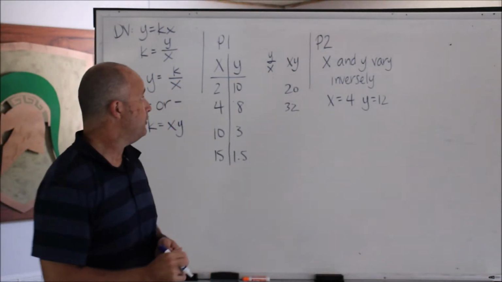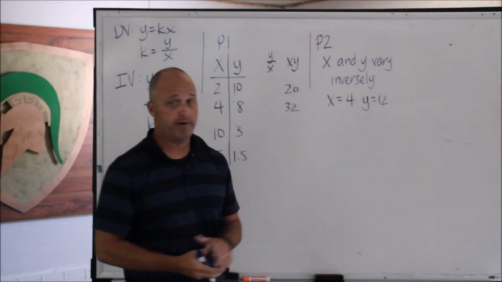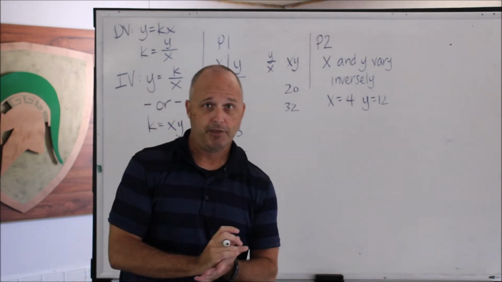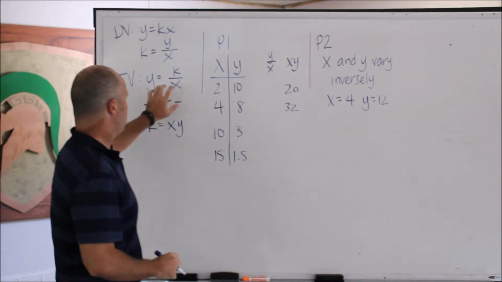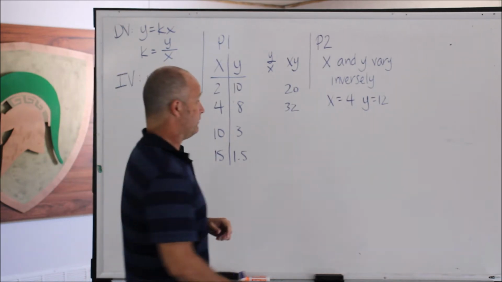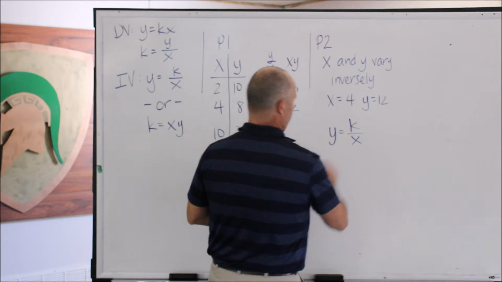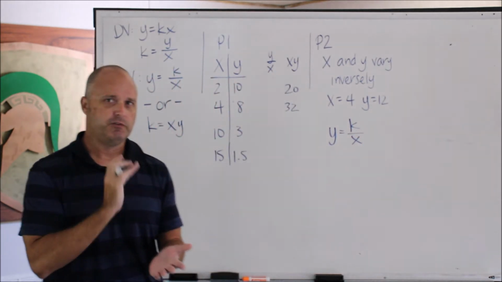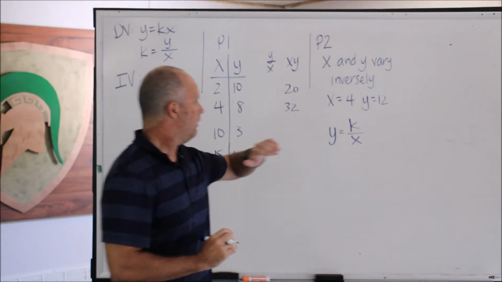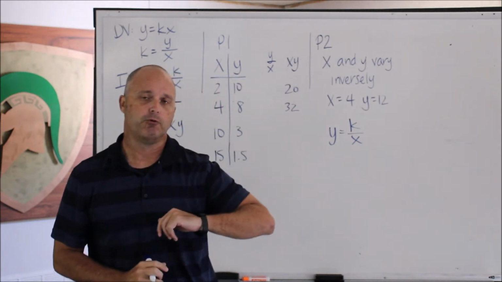Okay, in problem number 2, we're told that x and y vary inversely. Anytime you see this, you automatically think y equals k over x. So go ahead and write this in, y equals k over x. Again, anytime you see x and y vary inversely, automatically go straight to the formula.